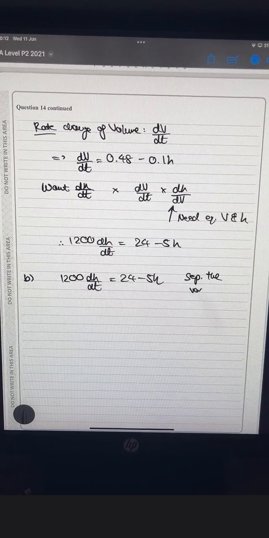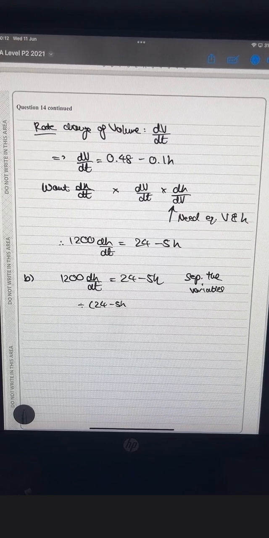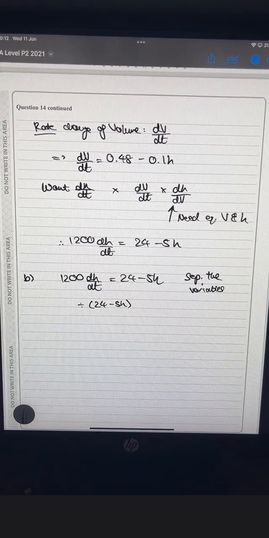So I'm going to divide both sides through by 24 minus 5h, right? Because with differential equations like this, in normal maths, you can only multiply or divide across. Further maths, you could use the integrating factor and all that, if there are any further maths in this, but don't do all that work. Like, literally just do it this way. It's much easier, all right?